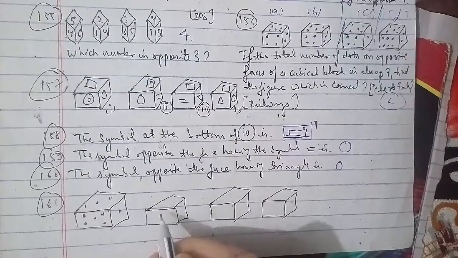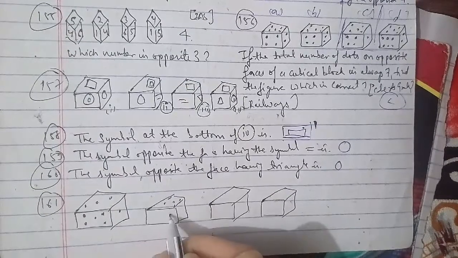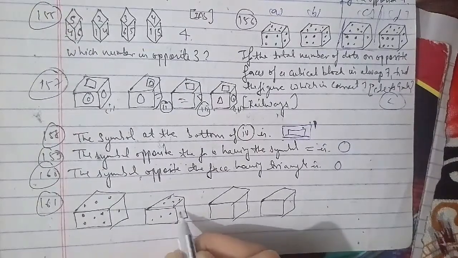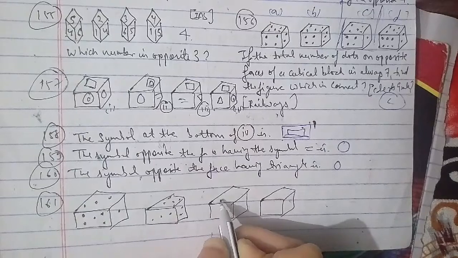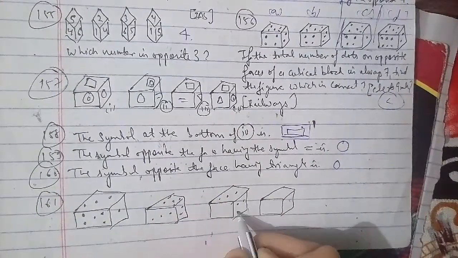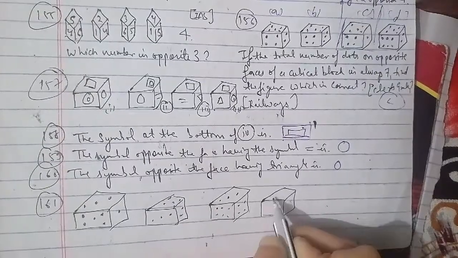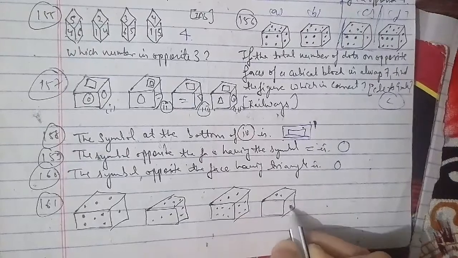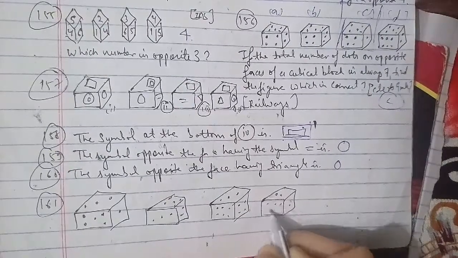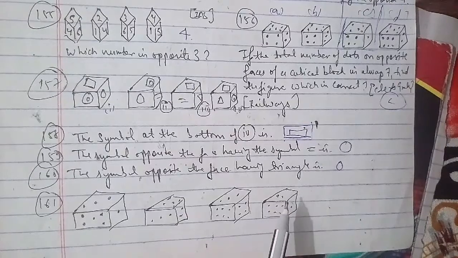Since the sum of the numbers of dots on opposite faces of the block is always 7, we cannot get 1 dot adjacent to 6 dots, 2 dots adjacent to 5 dots, or 3 dots adjacent to 4 dots. So figures B, C and D cannot be formed here, and the answer is figure A. That will be the right answer for this question.